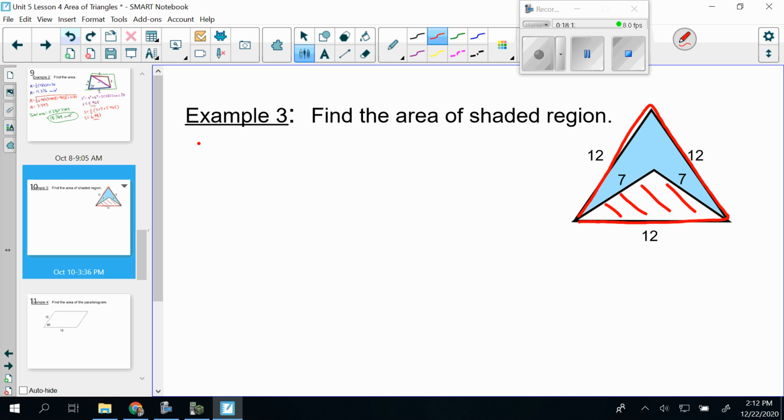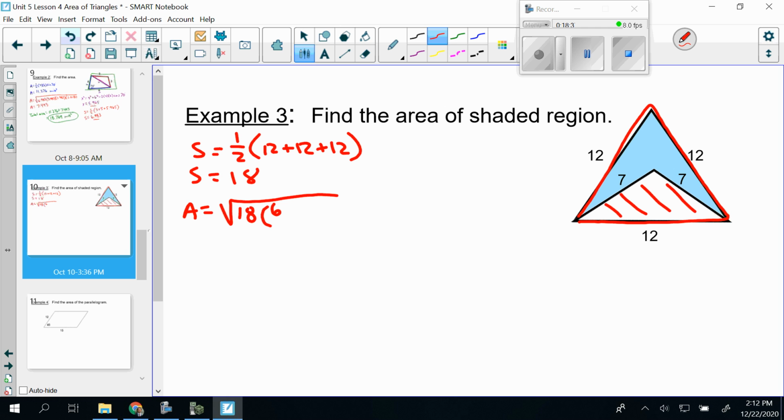So for the big outside one, let's find that S value. So that would be half of all three sides added together. It'd be 12 for each, which is 12 plus 12 plus 12 is 36. Half of 36 is 18. So the area of that triangle is going to be the square root of 18, and then 18 minus all the sides. Well, 18 minus 12 is 6, so it'd be 6 times 6 times 6.